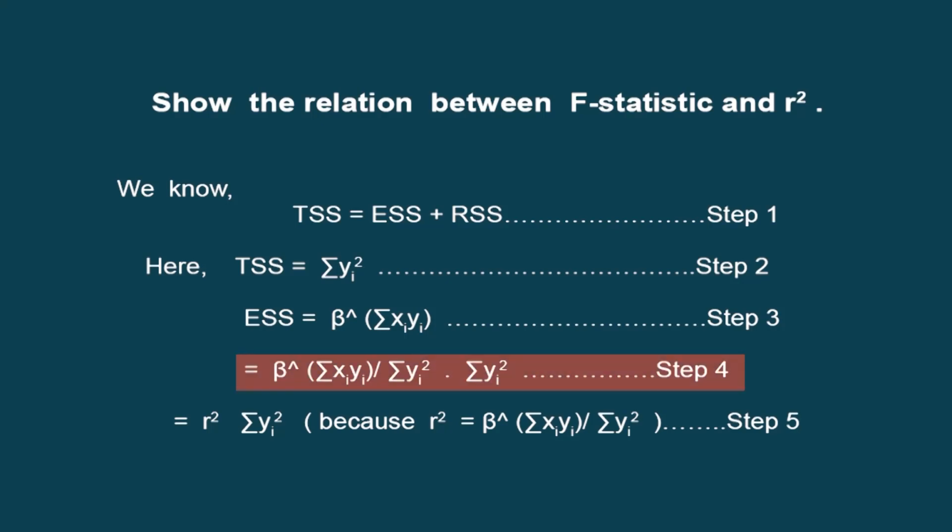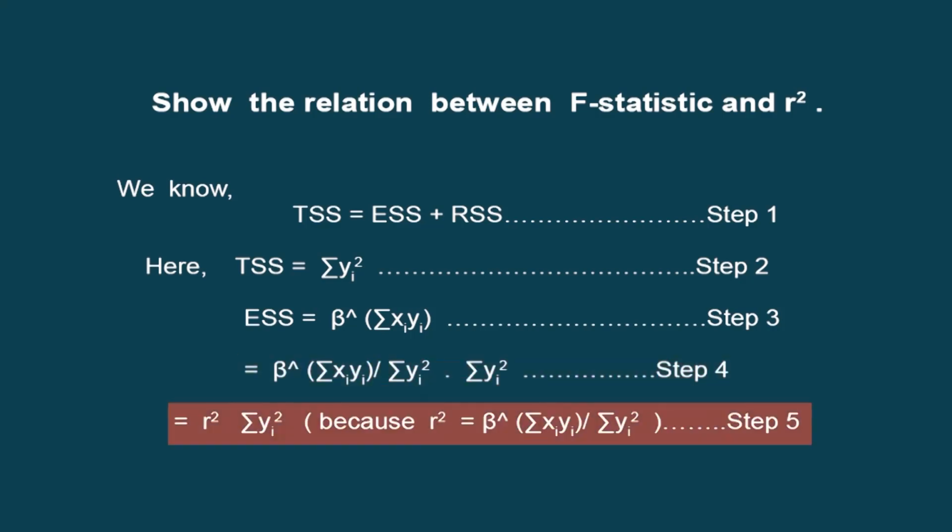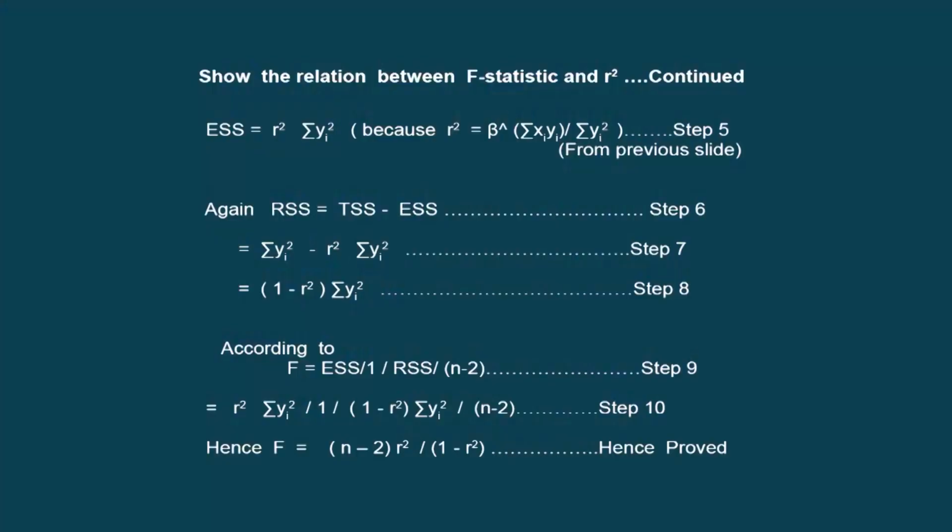So in step 4, what are we doing? We are dividing this numerator by summation yi square. At the same time, we are also multiplying this entire ratio with summation of yi square. So on the basis of that, we get the expression of r square multiplied by summation of yi square. This expression comes out to be step 6, which will be required in the forthcoming derivations. As we can see in this slide, we repeat step number 5 once more because it's a continuation from the previous slide.